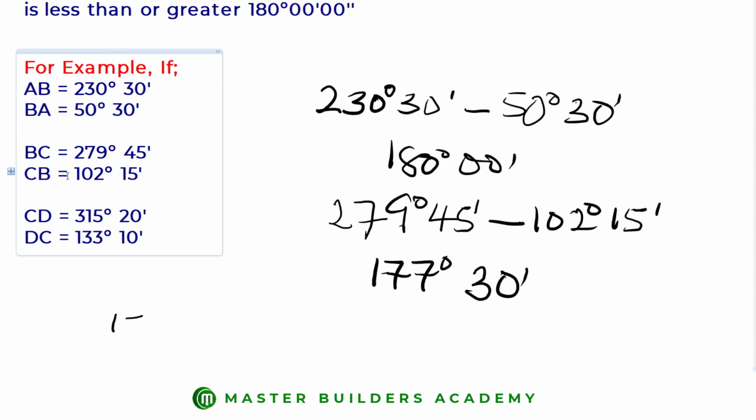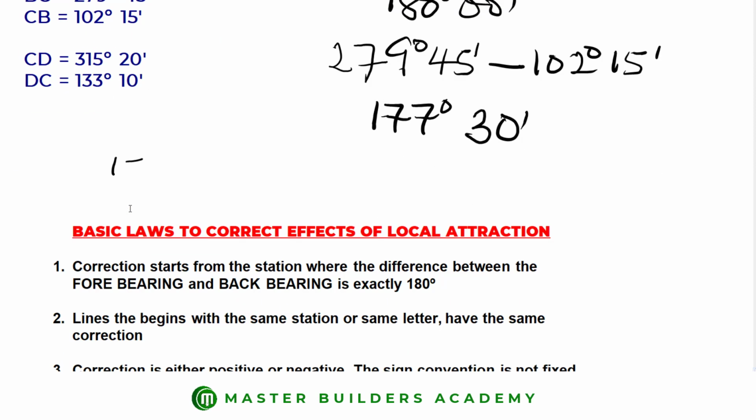Then the same way, line CB and line CD, we have the same correction. Why? Because they begin with the same alphabetical letter, or with the same station. I hope this is clear.